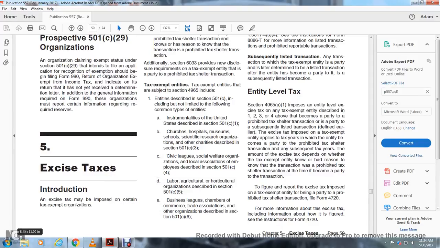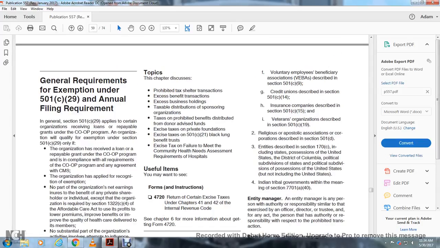Alright, excise tax introduction. Excise tax may be imposed on certain tax-exempt organizations. The topics in this chapter discuss prohibited tax shelter transactions, excess benefit transactions, excess business holdings, taxable distributions from sponsoring organizations, taxes on prohibited benefits distributed from donor advised funds, excise tax on private foundations, excise tax on 501(c)(21) Black Lung Benefit Trusts, and excise tax on failure to meet the community health needs assessment requirements of a hospital.